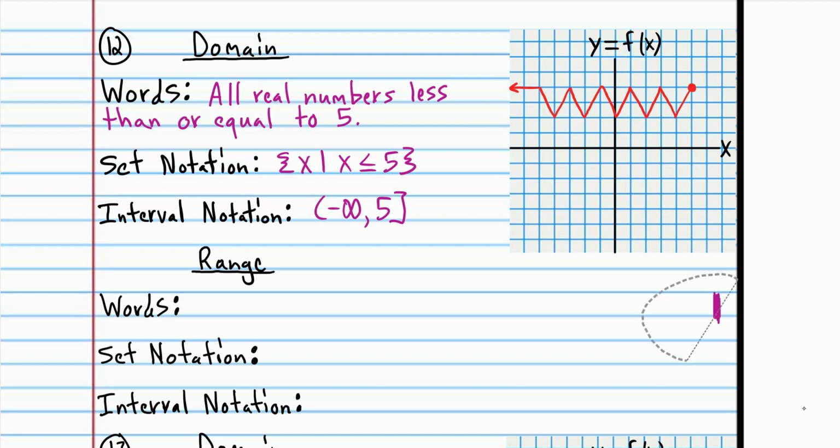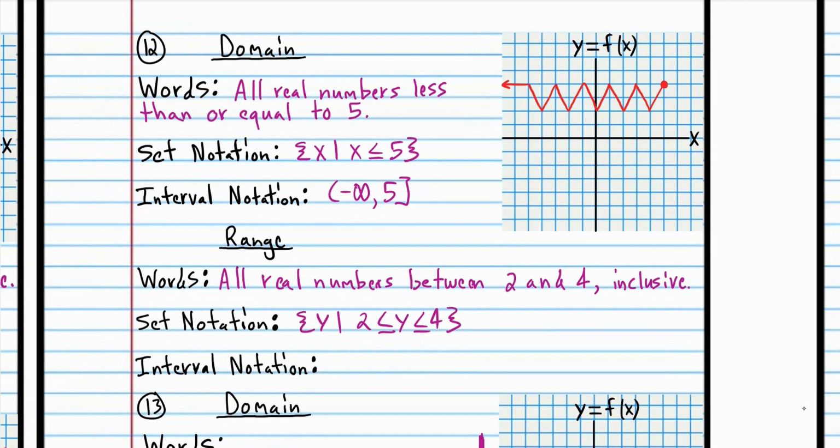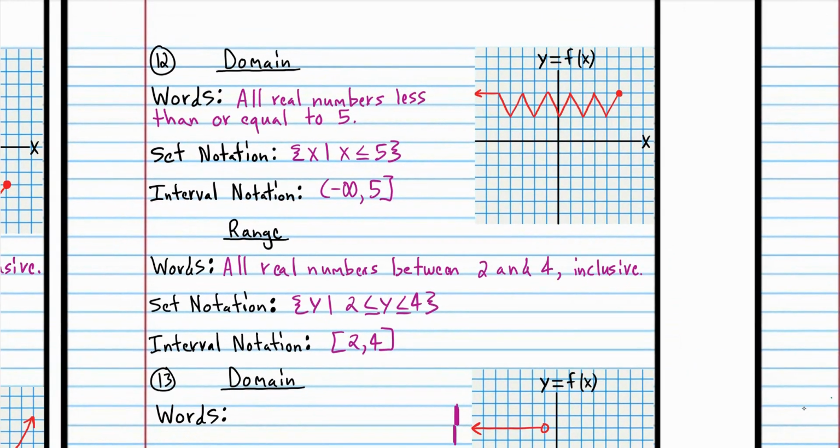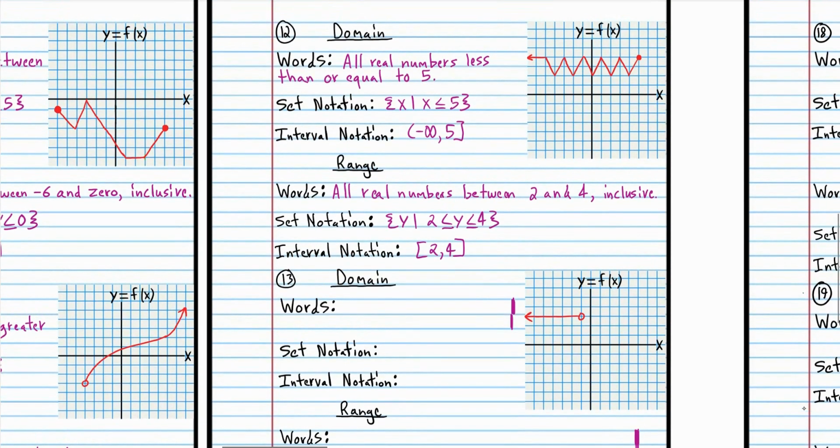So the range is all real numbers between 2 and 4 inclusive, because these points have y values that are part of the range. So the range is the set of all y values such that y is between 2 and 4, and we need less than or equal to symbols. And we need brackets for interval notation, 2, comma, 4. So there you go. So again, the domain is all the possible x values of the points on the graph, and the range is all the possible y values of the points on the graph.